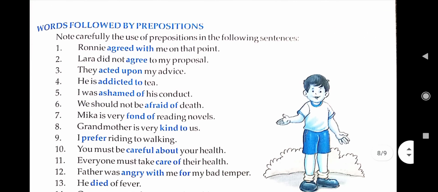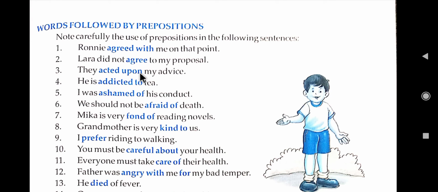Now, next, there are a few words that have a fixed preposition with them. What these words are, let's learn with me. They always follow this preposition. Note carefully the use of prepositions in the following sentences. Ronnie agreed with me on that point. Most of the time, agreed always follows that preposition. Lara did not agree to my proposal. Here is the difference. Whenever you are talking about a person, you always use with. Whenever you have to agree with an idea or a proposal, you always use to.